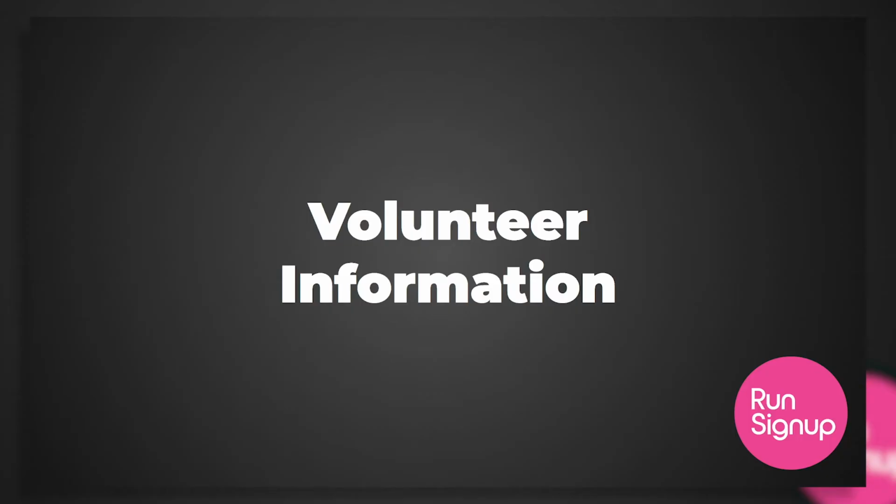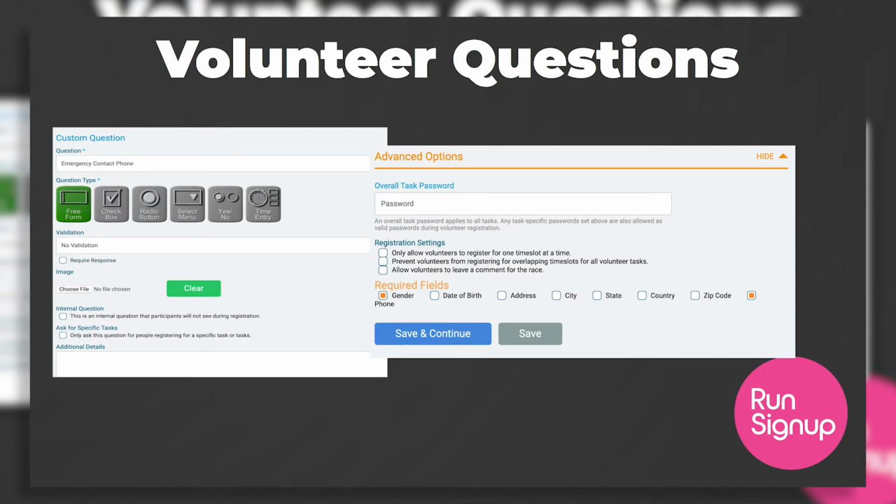So that is the simple process of setting up your volunteer registration within RunSignup. And we're going to now move on to the data that you can collect from your volunteers. Essentially, we have our required questions, where they don't have to be required if you uncheck them. You'll see that on the far side. It's your standard gender, date of birth, address, city, etc. And then we have your custom questions.